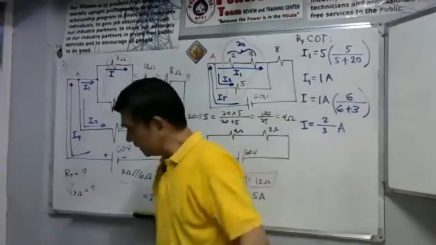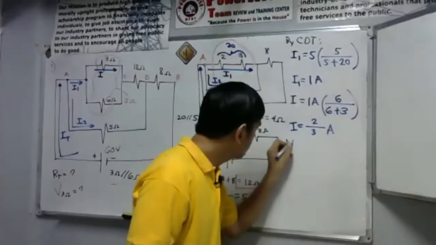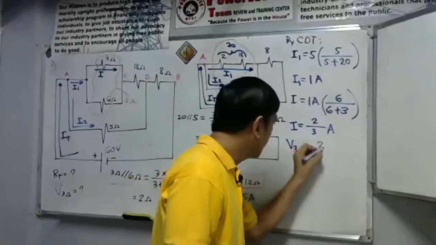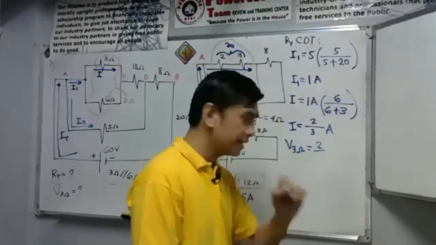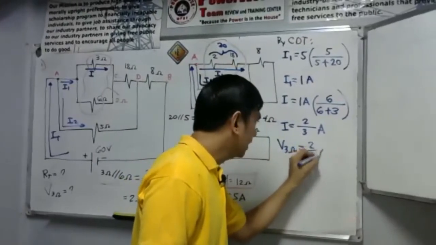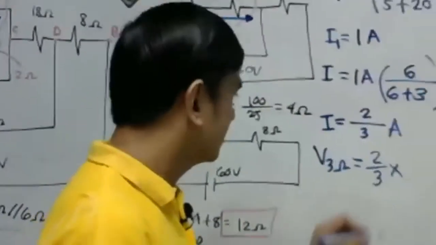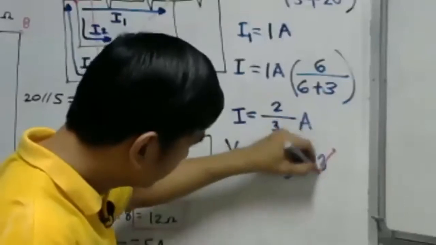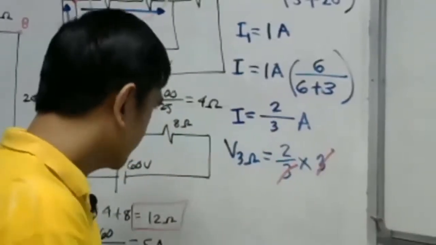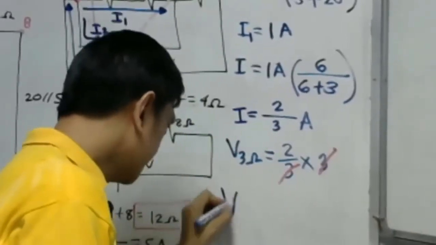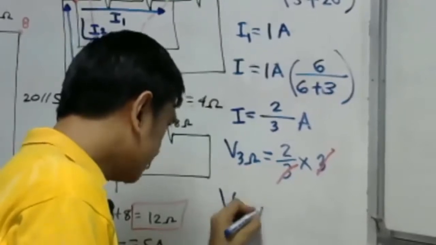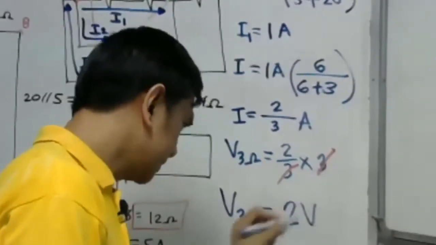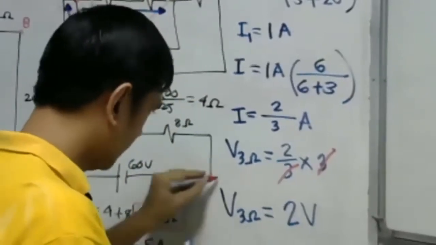So the voltage is just Ohm's law. We have here, voltage in the 3 ohm resistance is equal to 2/3 ampere, simply IR. So 2/3 multiplied by the 3 ohm resistance. The 3 ohm will just be cancelled out. So our answer for the voltage drop through the 3 ohm resistor would be 2 volts. That is the answer.